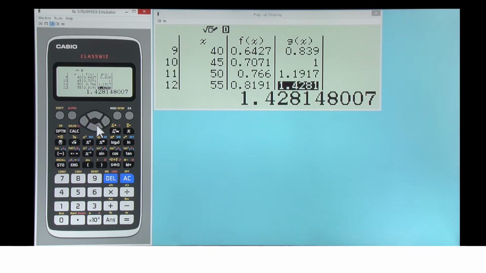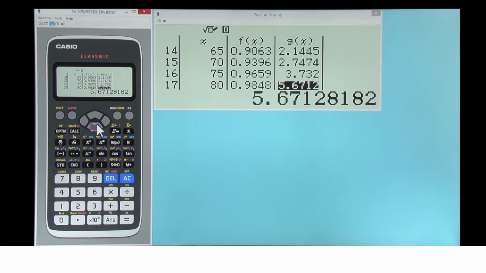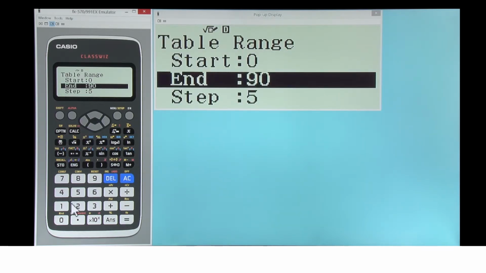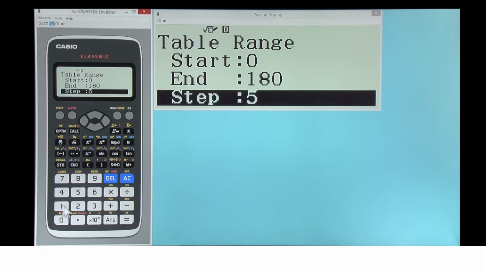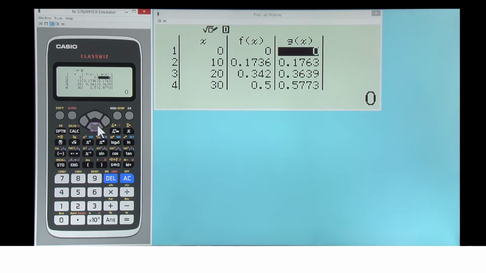And here, as the value of the angle gets larger, the sine of 60 is 0.866, and the ratio, the sine over the cosine, is twice as large as that, and so on. You can see the values in this column are increasing, where these are increasing much more slowly. So the ratio changes as the values change. And if we look at a larger range, say between 0 and 180 degrees, every 10, we can see the same thing happening.